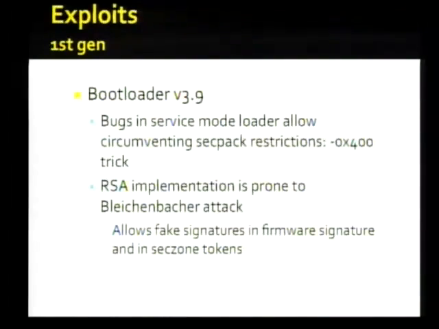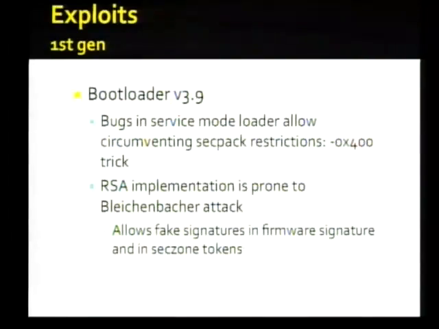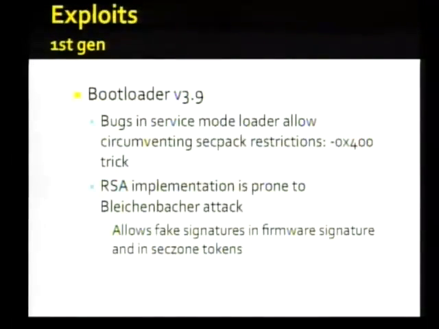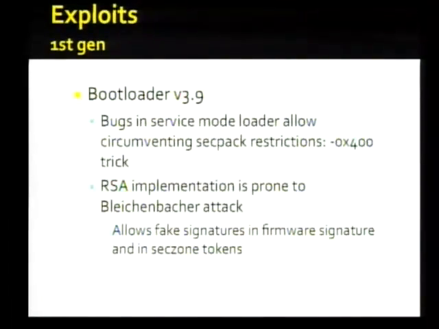Okay, so now onto the exploits. On the first gen phone, there were 2 bootloaders that were published. There were more that actually existed on that first package put out by Apple, but the only 2 that were really in play were 3.9 and 4.6. Without boring you, the bugs in 3.9 allowed you to bypass the SecPack restrictions simply by doing some address manipulation. In other words, the SecPack said you cannot program at this address for this many bytes, but it didn't say that you couldn't start a little bit earlier and then progress right through that previously protected section.